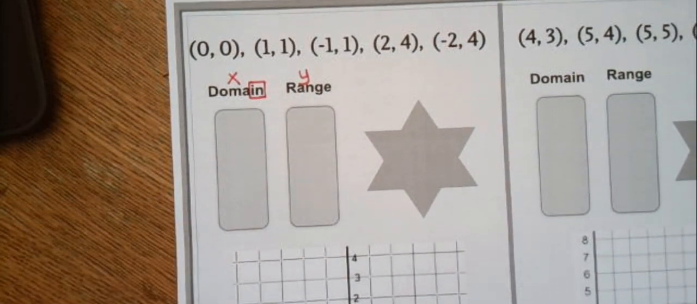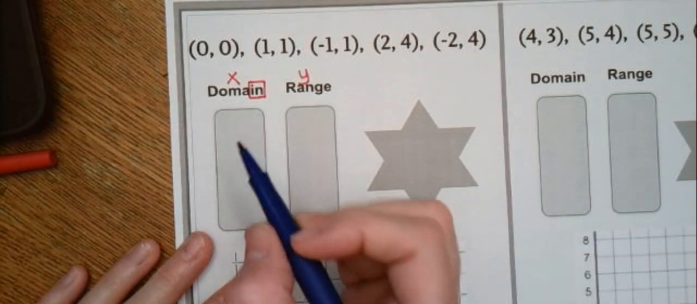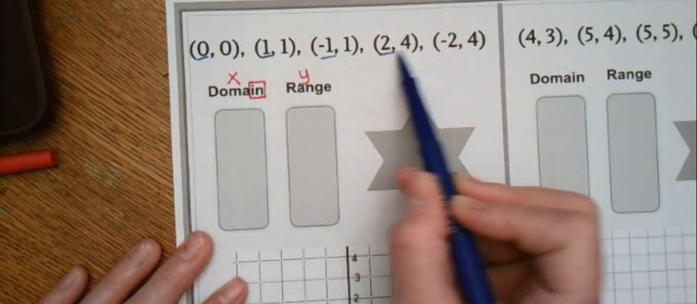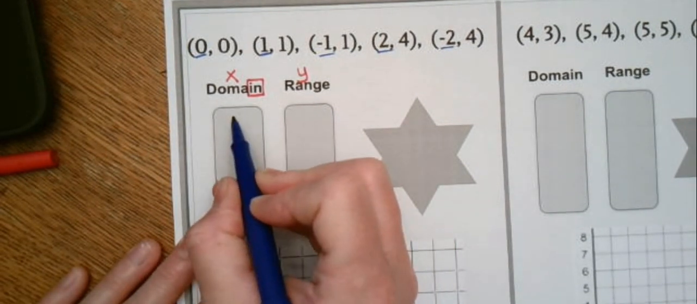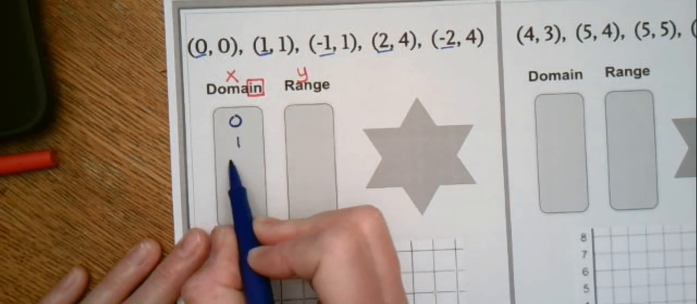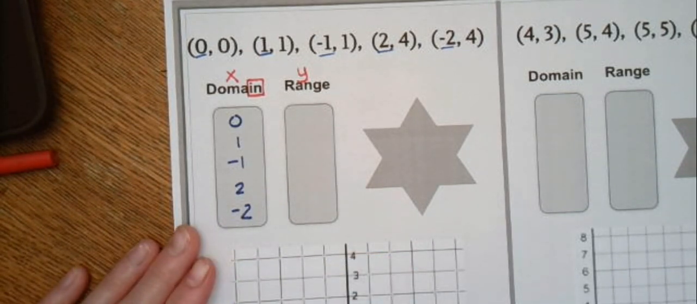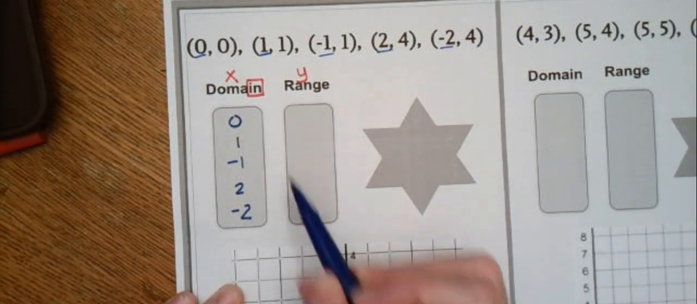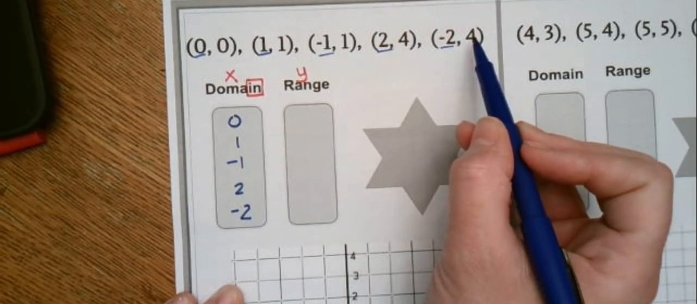So what I'm going to do is make a mapping diagram, much like you saw with the birthday example that I showed you. So I'm going to take each of the x values, 0, 1, -1, 2, and -2, and I'm going to write them right here. I'm going to be sure not to repeat anything. So 0, 1, -1, 2, and -2. Okay, then I'm going to take all of the y values and I'm going to write them right here: 0, 1, 1, 4, 4.